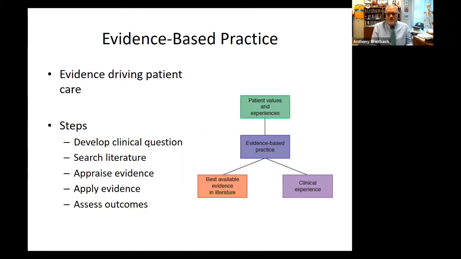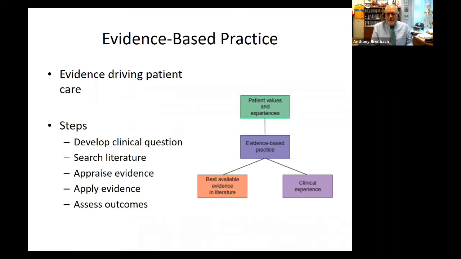One of the things you'll hear a lot in medicine and therapy is, well, therapeutic modalities don't work. The reality is this. There are three levels to evidence-based practice. Number one, the best available evidence in the literature. Number two, the patient values and experiences, what the patients feel and perceive to be beneficial. And the third one is your own clinician expertise.